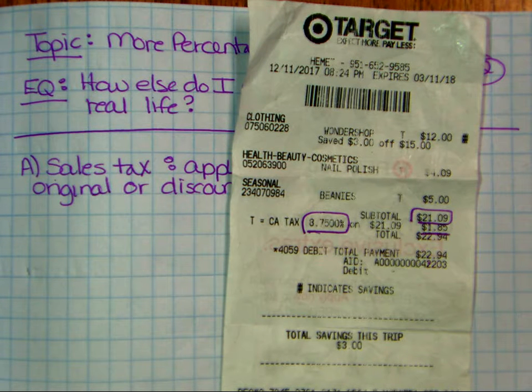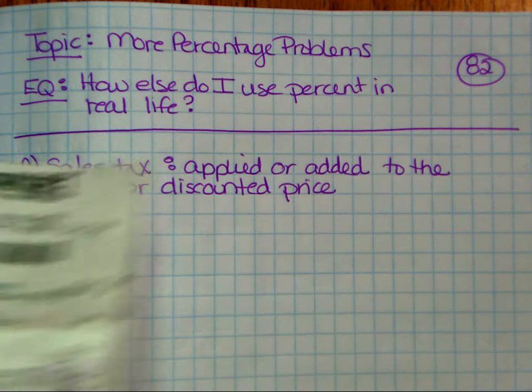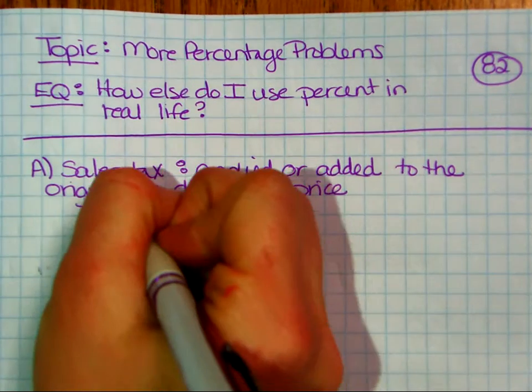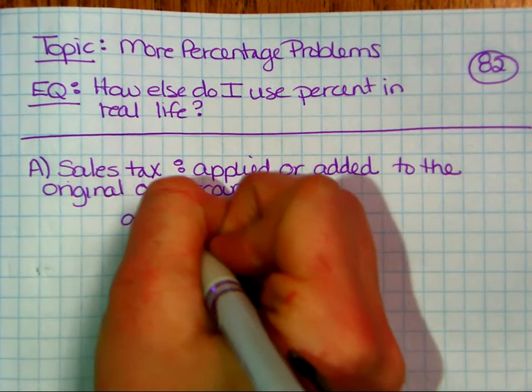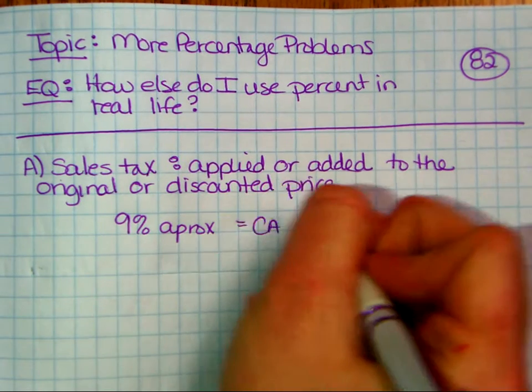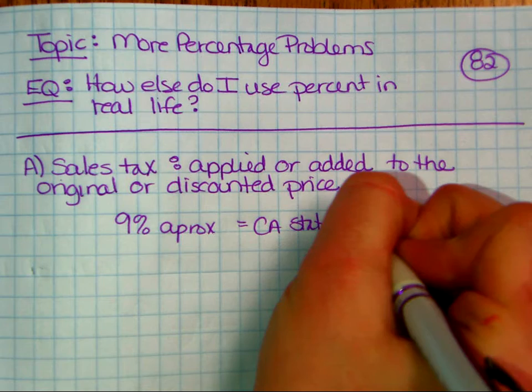Depending on the state you live in, Montana actually has no sales tax, so you can go into a store and just pay whatever you pay. But in California, we get charged 8.75%. Now, I'm going to round that and say that our tax value is about 9% because it gives us a nicer, easier number to work with. As long as I'm doing 9% and I have enough money to cover the 9% plus the price of my items, I'm going to have enough money to cover my amount. So I like to use 9%. We're going to say 9% approximately is the California state sales tax.